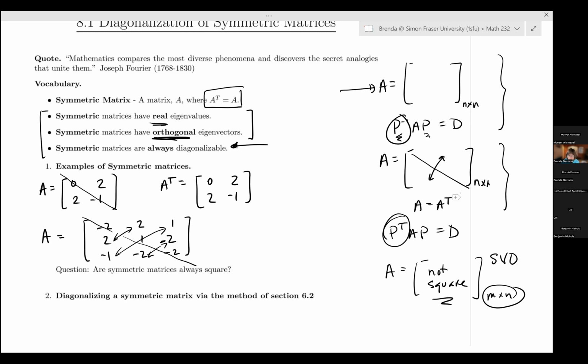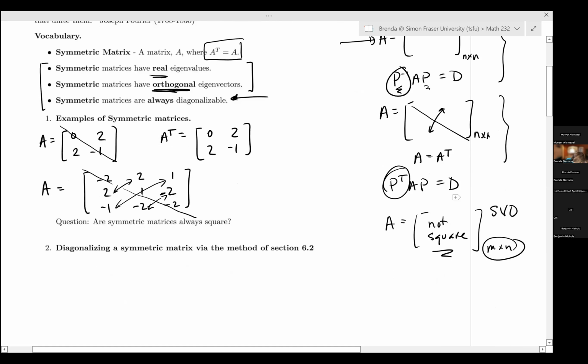Okay, here's a question for you guys. Are symmetric matrices always square? Yes or no? Yes, thank you. Quick answer on that. There's no way to be equal to your transpose if it's rectangular, because the dimensions won't even match up properly.